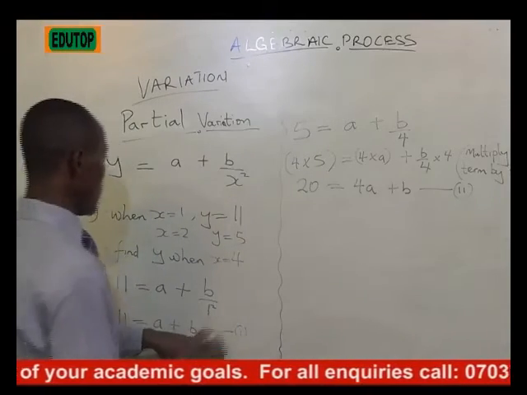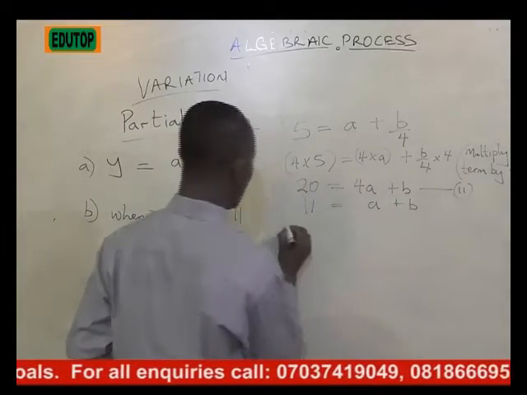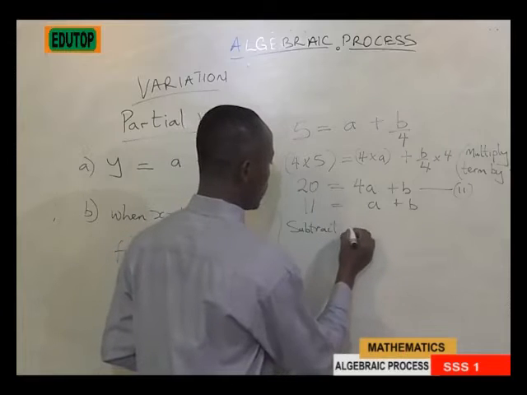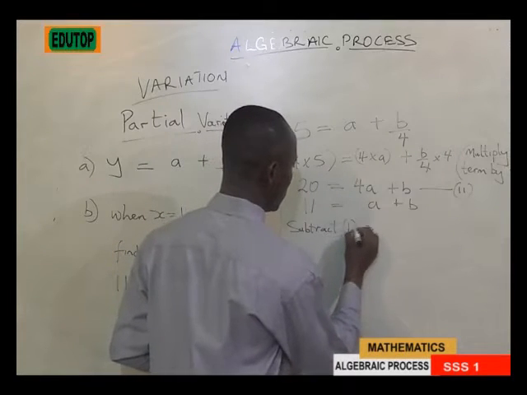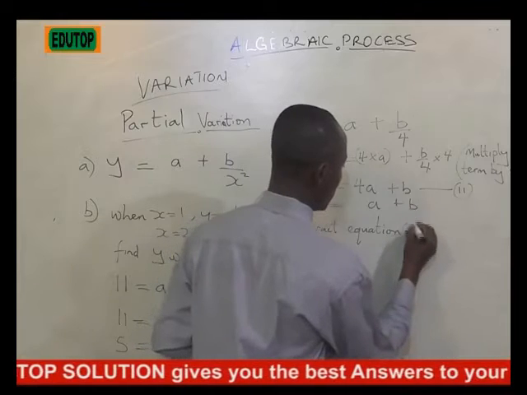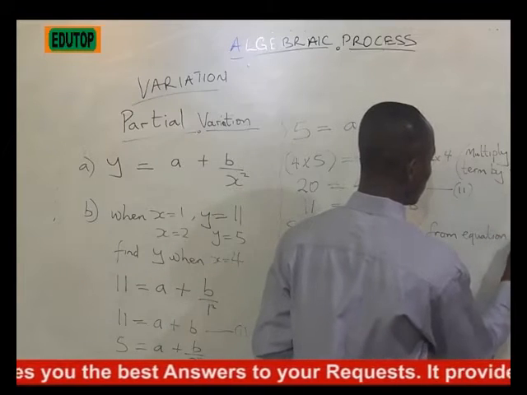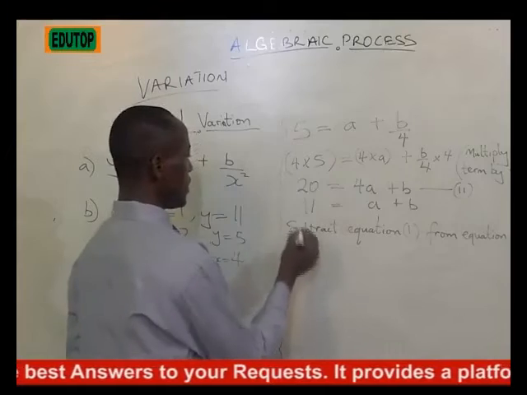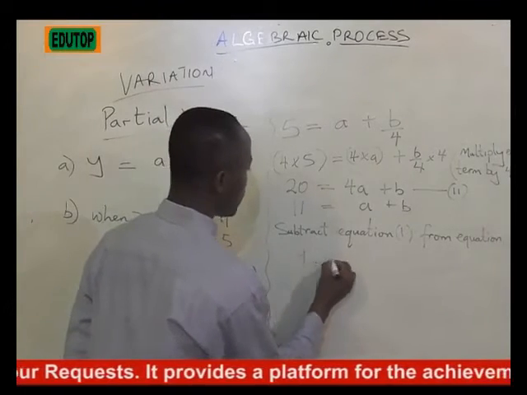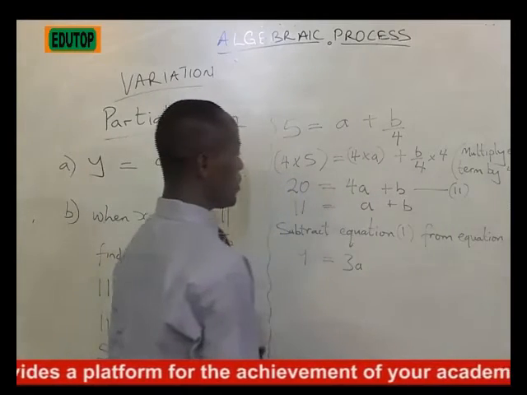Now, bring the two equations together. Where's our equation 1? This is our equation 1. Now I have 11 is equal to a plus b. We now subtract equation 1 from equation 2. 20 minus 11 is 9, we have 9 is equal to 4a minus a, that's 3a, b minus b is 0.